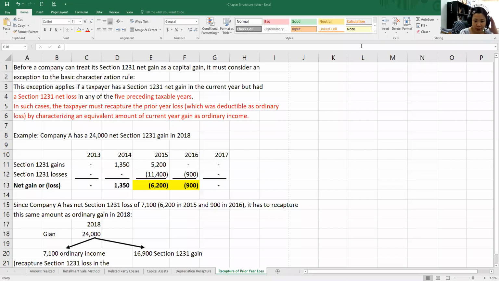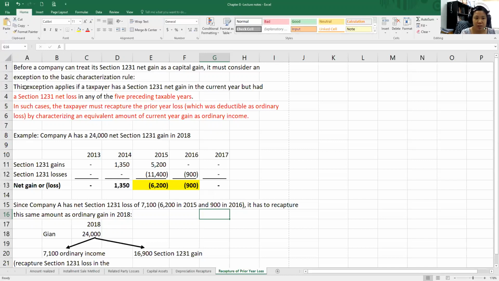Hello everyone. Today I'm going to talk about the recapture of prior year ordinary loss. Before a company can treat its Section 1231 net gain as a capital gain, it must consider an exception to the basic characterization rule. If you sell Section 1231 assets and you have a capital gain, before you characterize it as normal, you have to look at whether we have any Section 1231 net loss in the last 5 years or not.